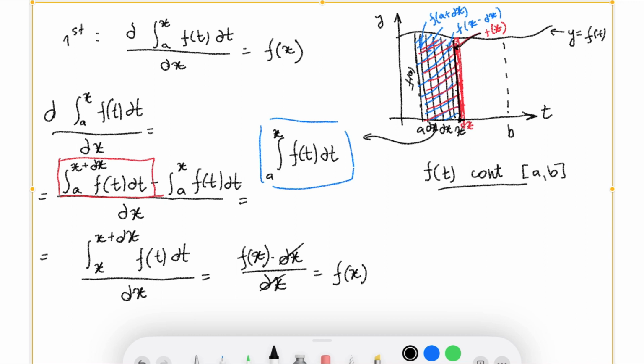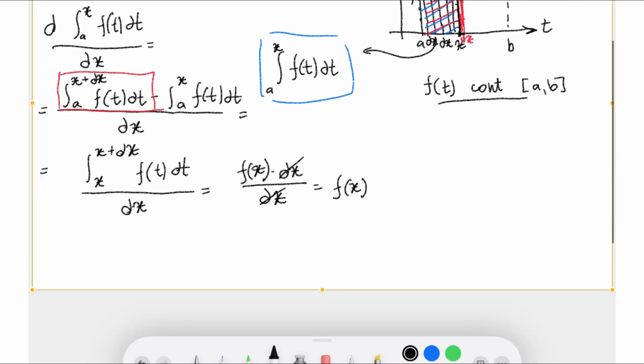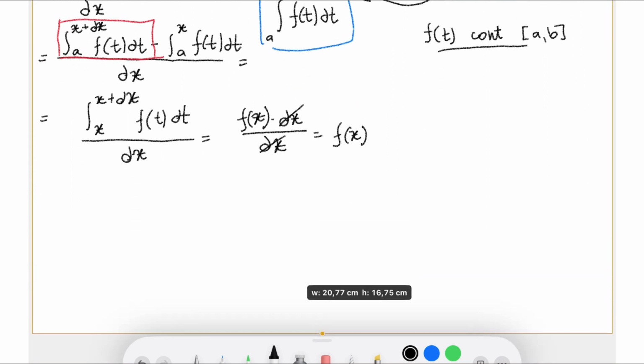So this is a nice proof. It shows more the intuition of how to think about deriving an integral. Now let's look at the next proof.